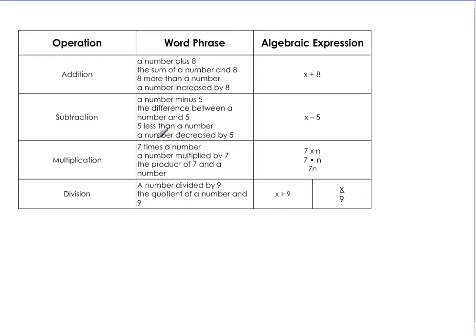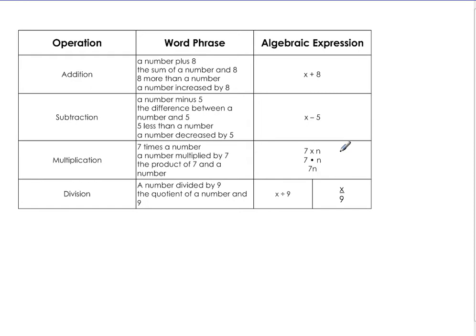Multiplication. 7 times a number, a number multiplied by 7, or the product of 7 and a number. Each one of these can be written these three ways. 7 times n, where n represents the number we don't know, 7 multiplication symbol n, or the 7 right next to the n. Anytime a number and a variable are right next to each other and there is no operation sign, it's automatically always multiplication.